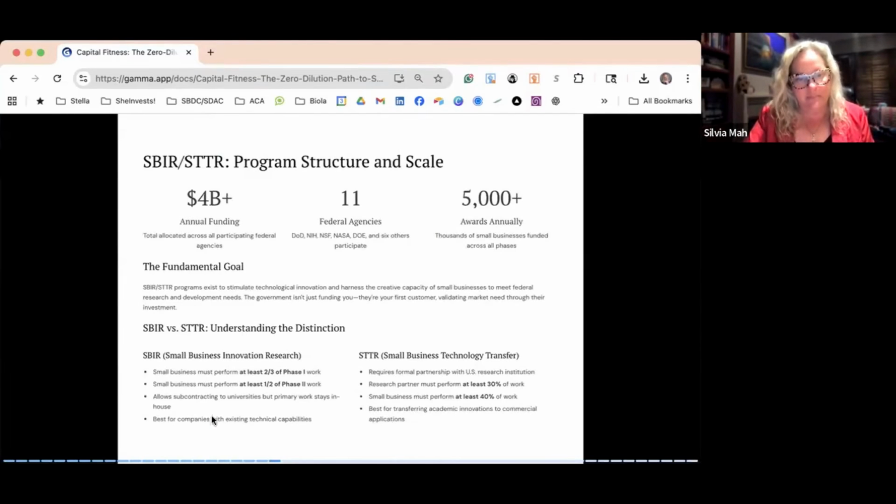For SBIR, typically the small business must perform at least 2/3 of phase 1 work, and then at least 1/2 of phase 2 work. For STTR, the research partner must perform at least 30% of the work, and the small business must perform 40% of the work. So it's a little bit of a distinction there of what both of them do.